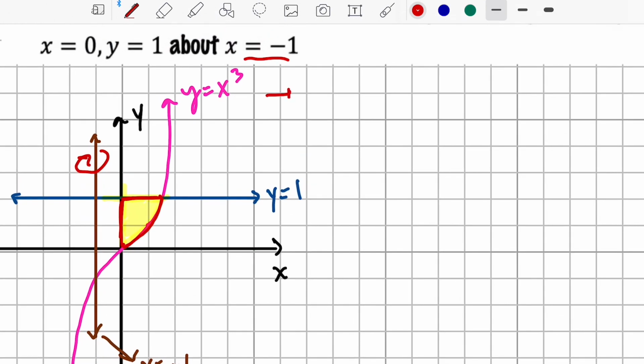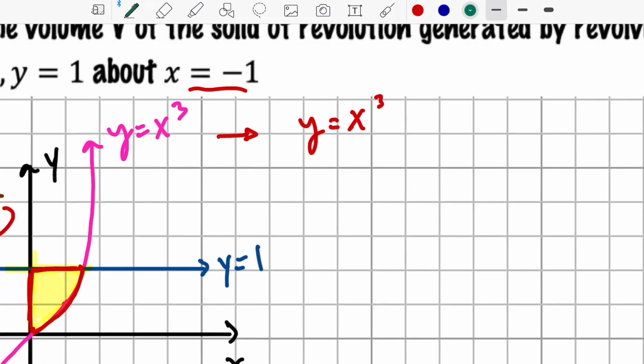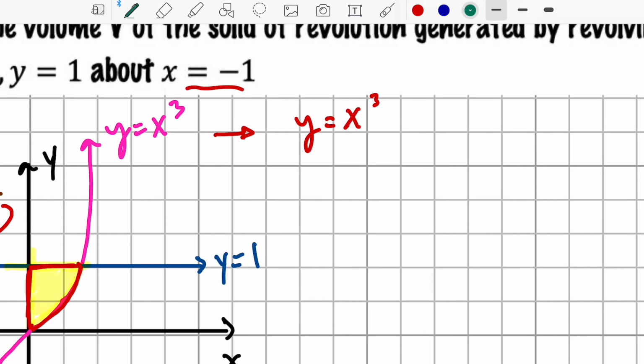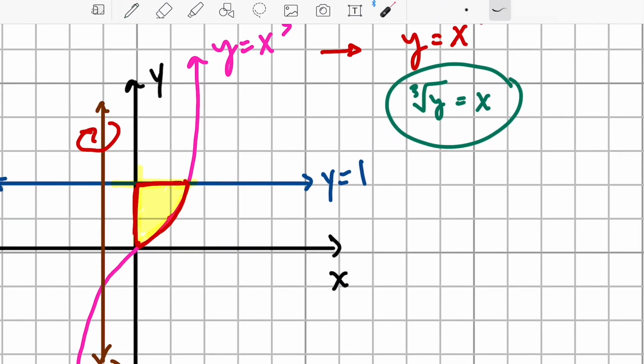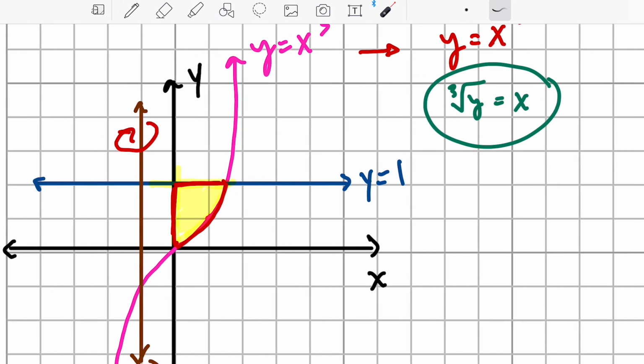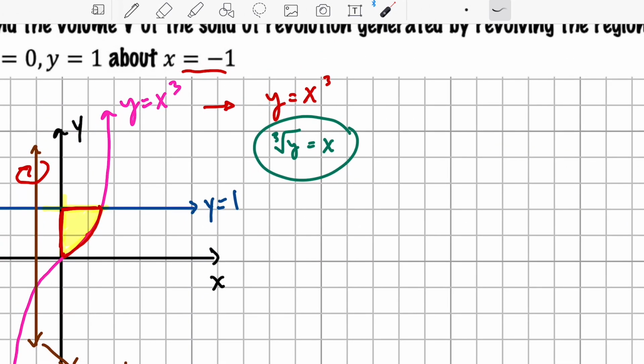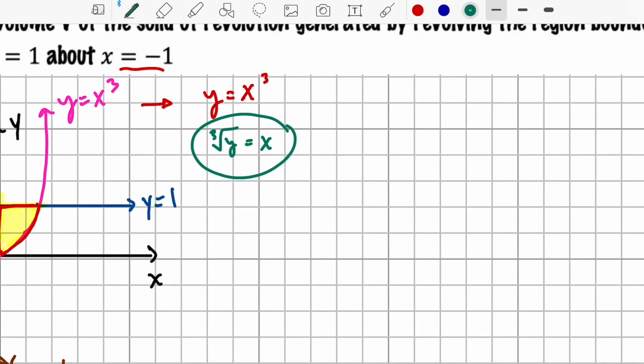Now, let's solve for x. So if I have y equals x cubed, then to solve for x, I just have to take the cube root of both sides. So it's the cube root of y equals x. That's the function we're going to use. And we need to find also the limits of integration. That's easy enough because of my graph. The lower limit is going to be 0, and the upper limit is going to be 1. So we're going to go from 0 to 1. It's already there in your graph. So let's set up the integral.